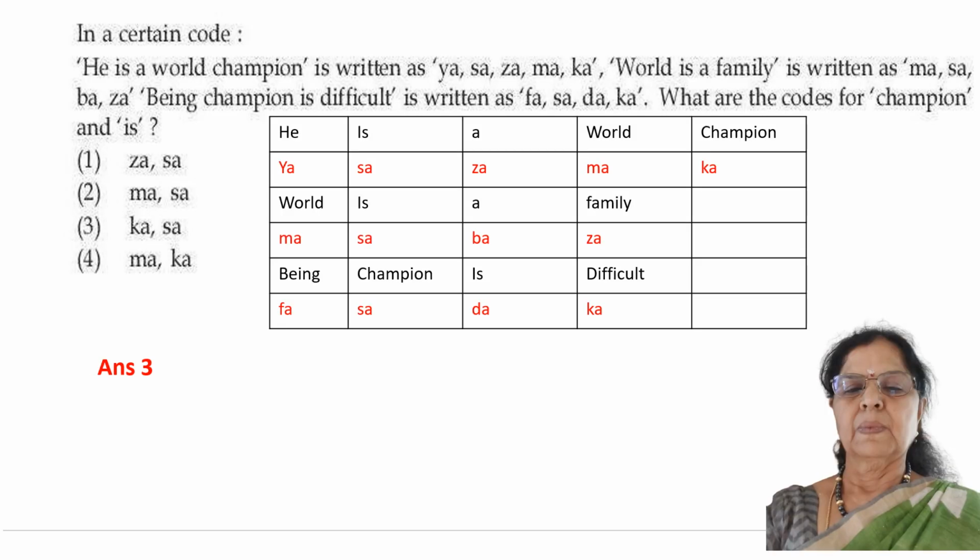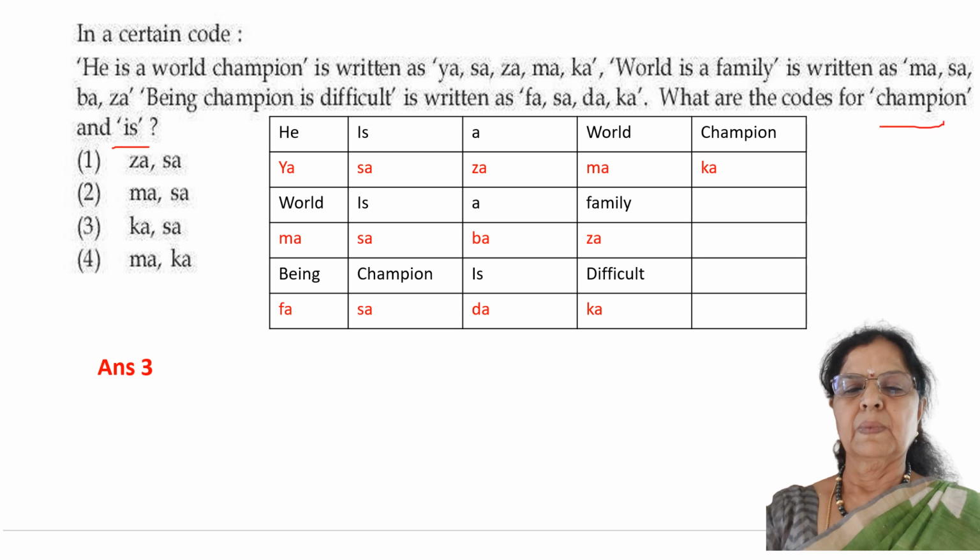Now look at the question. In a certain code, the sentence "he is a world champion" is written as Yasa Samaka. "World is a family" is written as Masa Basa. "Being champion is difficult" is written as Fasadaka. What are the codes for champion and is?